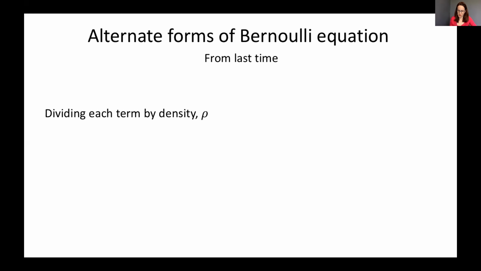talking about alternate forms of the Bernoulli equation. Last time we derived the Bernoulli equation, and it looks like this.